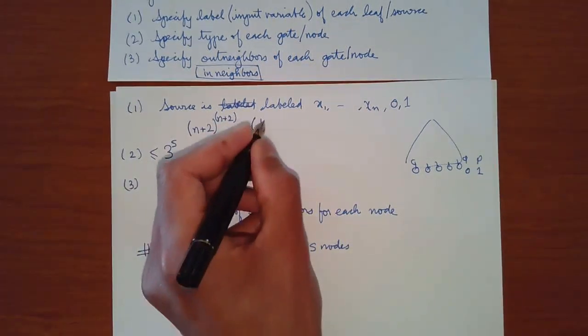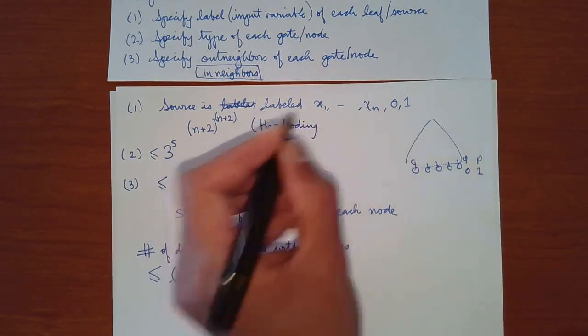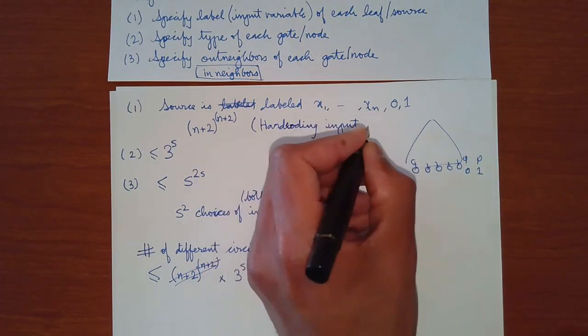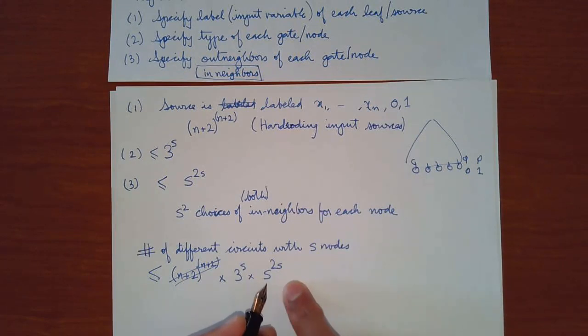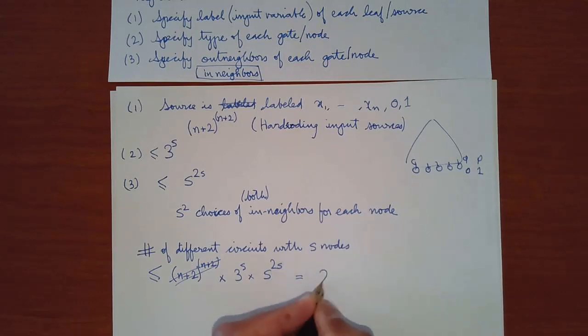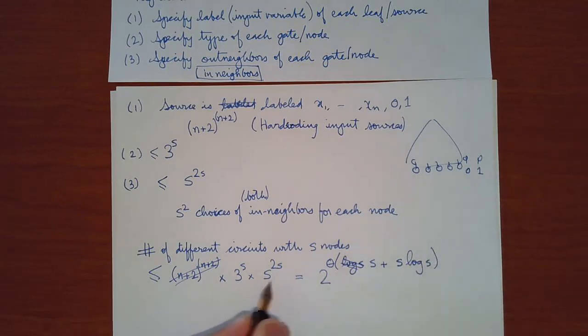So this is basically like hard coding the input sources. But the point is you have 3 to the s times s to the 2s, which I'm going to write as 2 to the, what am I saying? 2 to the s plus s log s. So you get an s log s because s to the power s is like 2 to the s log s.